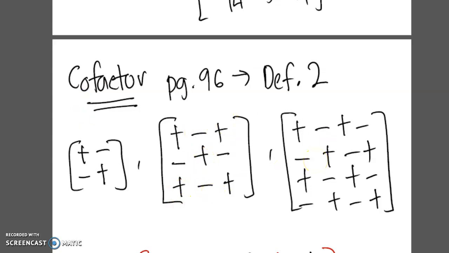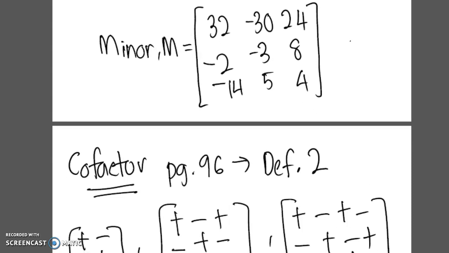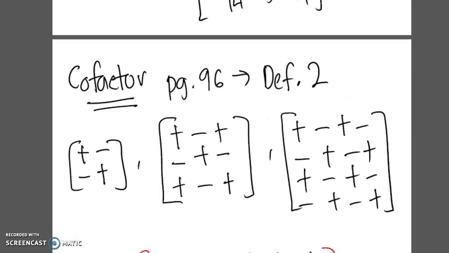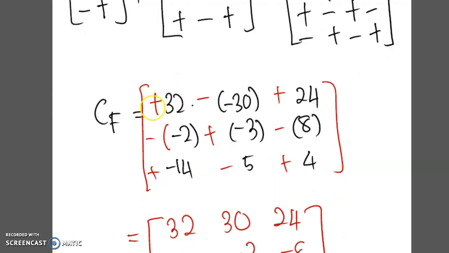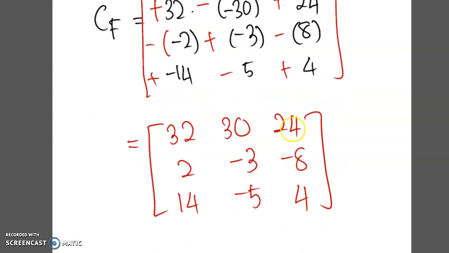So dia alternate. So daripada yang tadi tu, yang ni minor, this one is the minor. So when you put the sign here, dia jadi cofactor. So this is called the cofactor matrix. So tambah, tolak, tambah, tolak, tambah, tolak, tambah, tolak, tambah. So you get your cofactor matrix here.